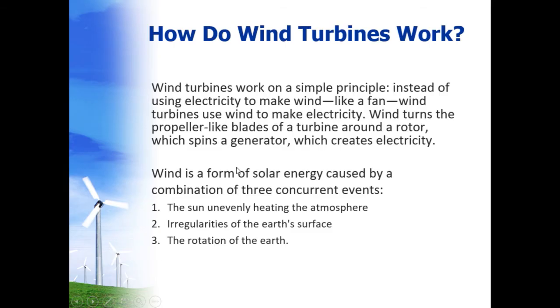Today I'm going to be talking about green energy, specifically wind turbines. First off, we need to know what wind is and how it is created. Wind is a form of solar energy caused by a combination of three concurrent events: the sun unevenly heating the atmosphere, irregularities of the earth's surface, and the rotation of the earth.